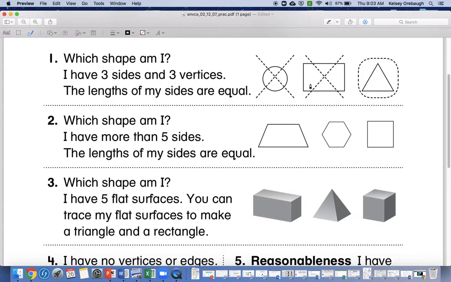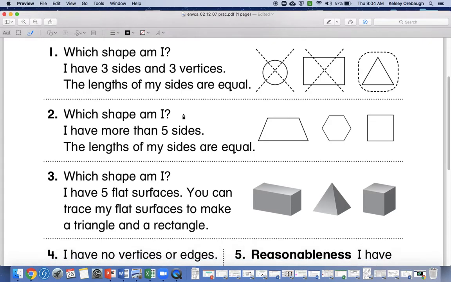Let's look at the rectangle. A rectangle doesn't have 3 sides. It has 1, 2, 3, 4. And it doesn't have 3 vertices or corners. It has 1, 2, 3, 4. So that does not match the first clue. We can cross that off as well. Finally, the lengths of my sides are equal. All right, a triangle has equal sides, and it has 3 of them and 3 vertices or corners. The triangle must be the mystery shape because it matches all the clues. Got it? All right, let's look at number 2.